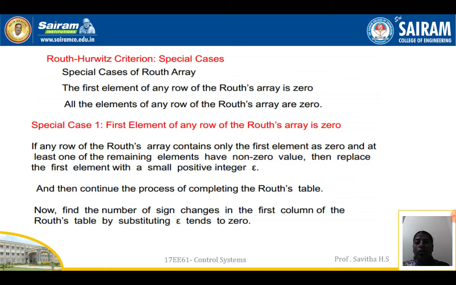If any row of the array contains only the first element as 0 and at least one of the remaining elements has a non-zero value, then replace the first element with a small positive number epsilon, and then continue the process of completing the table. Now find the number of sign changes in the first column of the table by letting epsilon tend to 0.